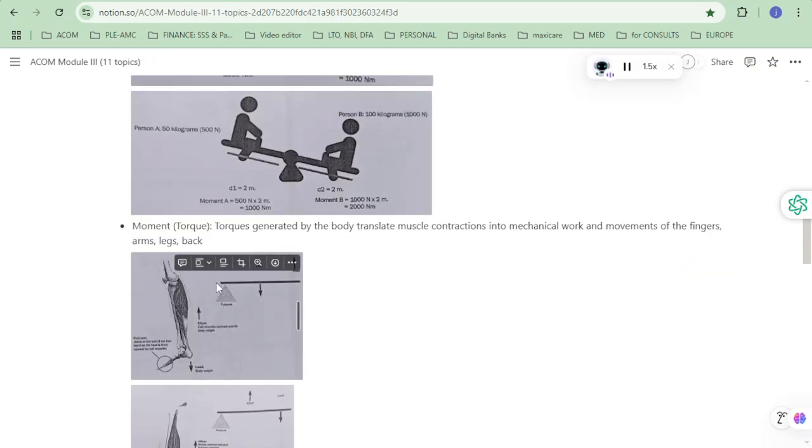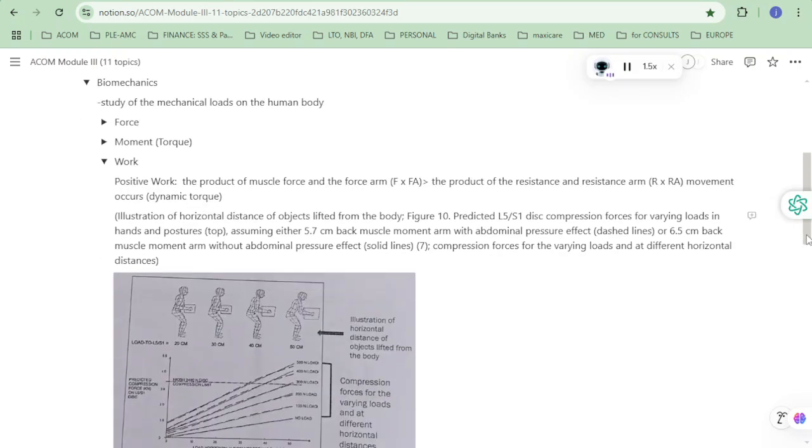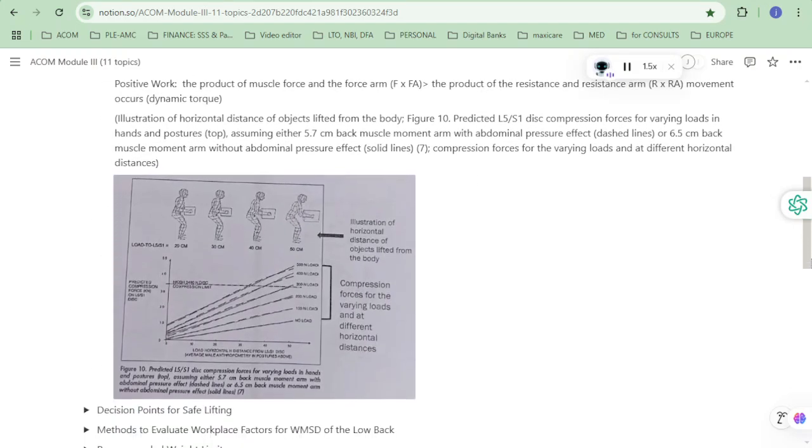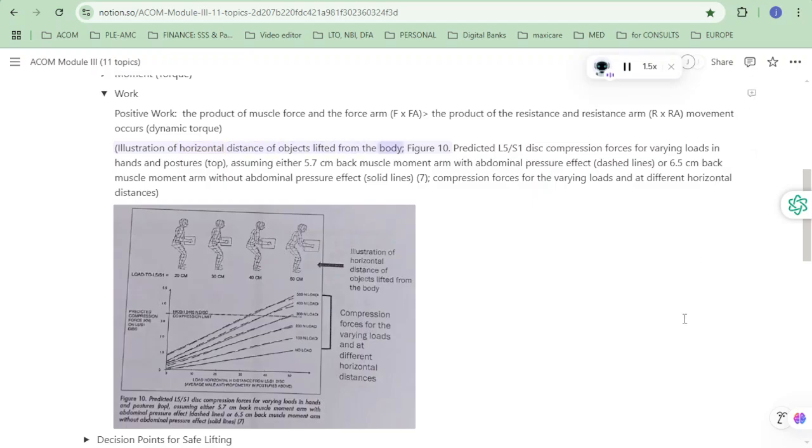Work. Positive work, the product of muscle force and the force arm, F x Fa, the product of the resistance and resistance arm, R x Ra, movement occurs, dynamic torque. Illustration of horizontal distance of objects lifted from the body, figure 10. Predicted L5/S1 disc compression forces for varying loads in hands and postures, assuming either 5.7 cm back muscle moment arm with abdominal pressure effect, dashed lines, or 6.5 cm back muscle moment arm without abdominal pressure effect, solid lines, compression forces for the varying loads and at different horizontal distances.